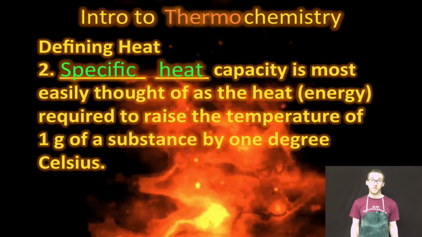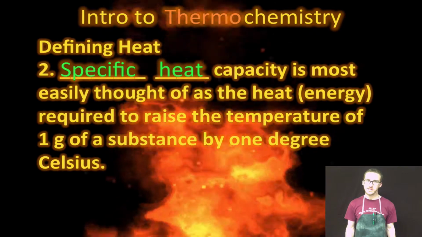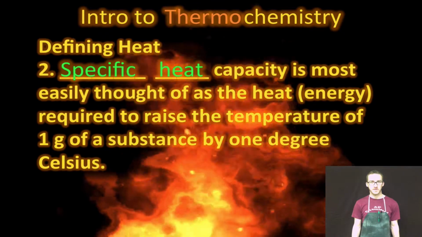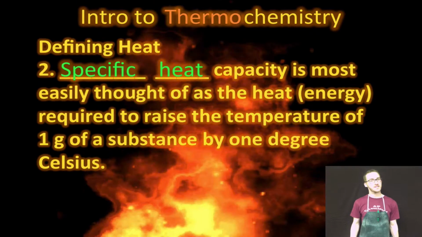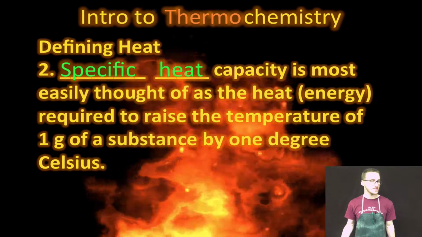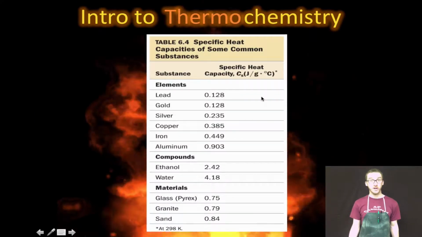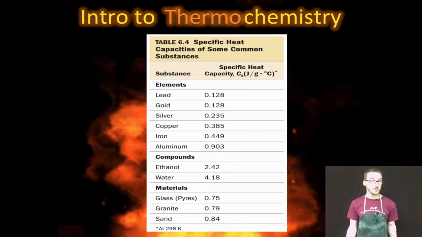Alright, now the only variable in that equation that I think probably needs a little more explanation is what's called the specific heat capacity. And it's most easily thought of as how much heat is required to raise the temperature of 1 gram of a substance by 1 degree Celsius. Now, take a look at your notes. You're provided with a table of specific heat capacities for some common substances.